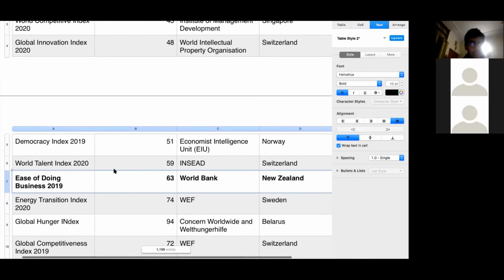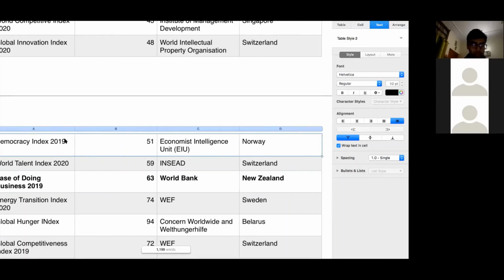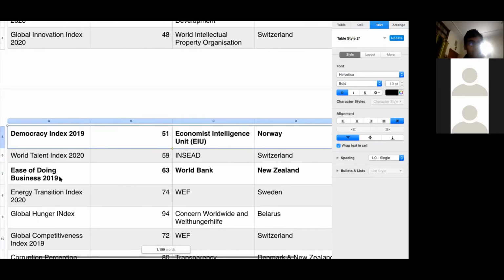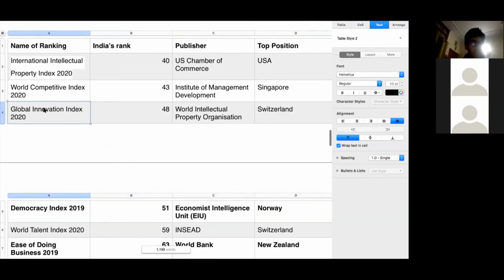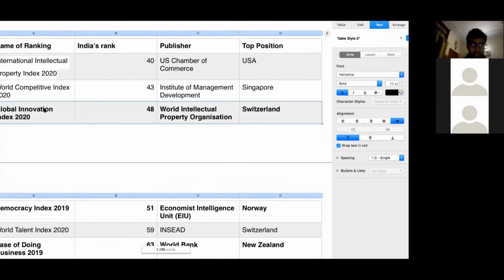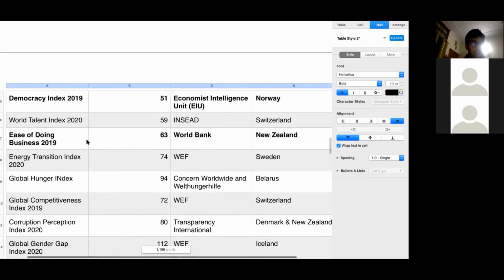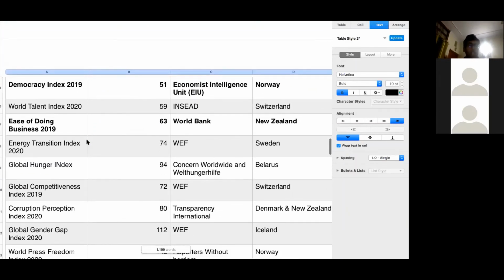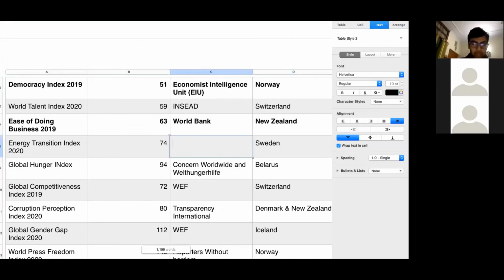This is a very, very important ranking. The Ease of Doing Business 2019 ranking was released by the World Bank. India was ranked 63rd, while New Zealand was ranked #1. A very, very important ranking. Then we come to the Energy Transition Index 2020, given by WEF. WEF is the World Economic Forum.